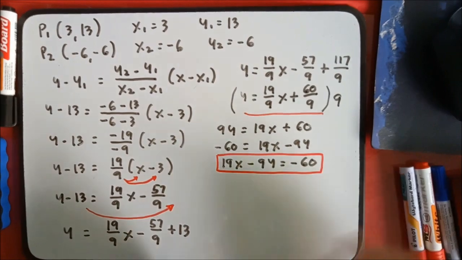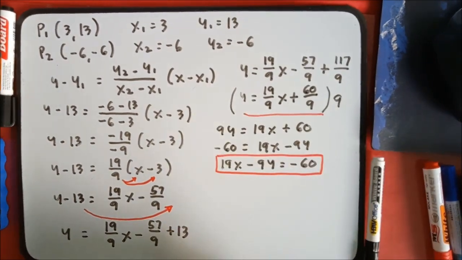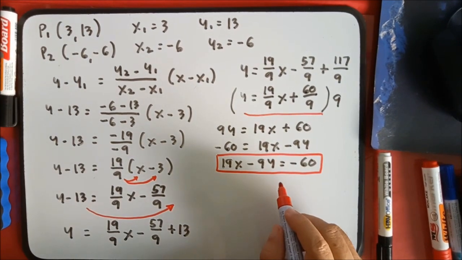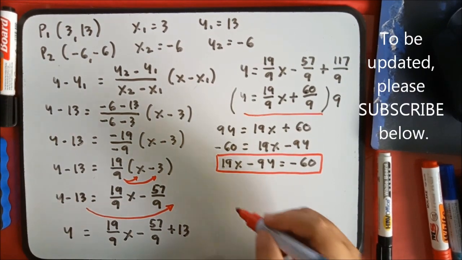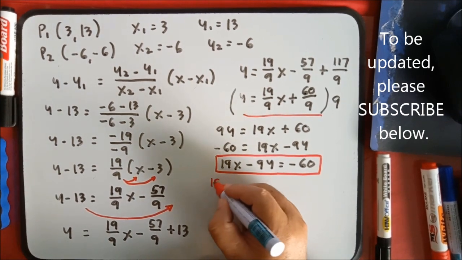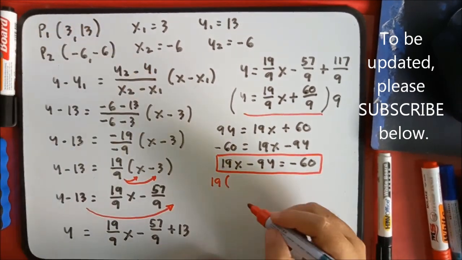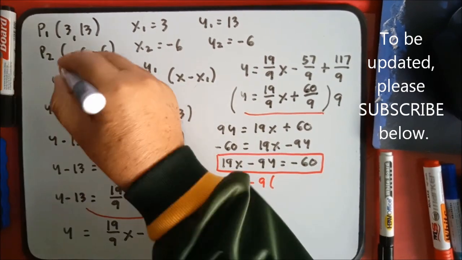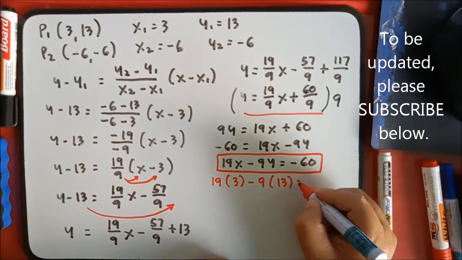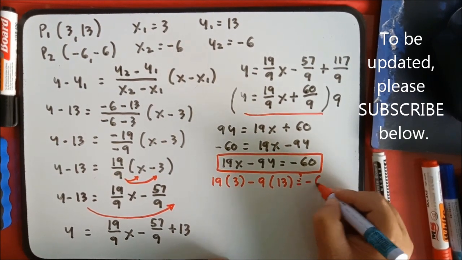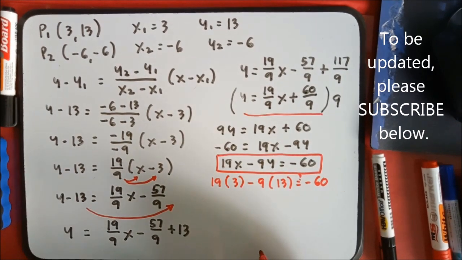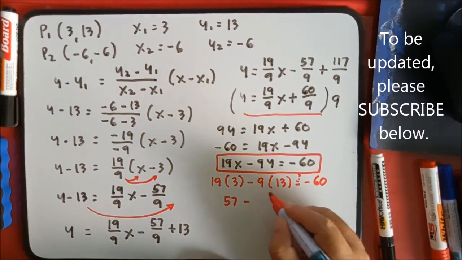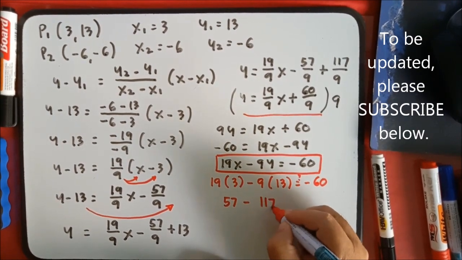Now, let us check. Tingnan natin kung tama. Ngayon, kung tama ang ating solution set dito sa ating equation, ibig sabihin tama yung process natin. Let's try. 19, what is your x? Okay, for point 1, that is 3. Minus 9, what is your y? y is 13. Is this equal to negative 60? Okay, tingnan natin. 19 times 3 is 57. Minus 9 times 13 is 117.